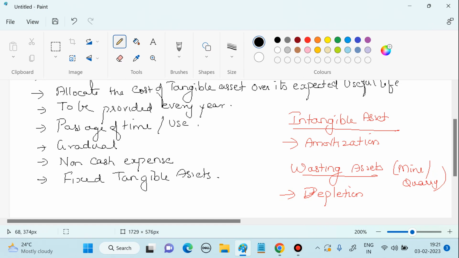Other than that, one more point. We have already said it's a non-cash expense. There is no outflow of cash. But being an expense, where will you put it? Into the profit and loss account. So what type of expense is it? It's an indirect expense. Very good. So these are some points that you have to remember related to depreciation, because when you get MCQs, you can get MCQs from these points of view.